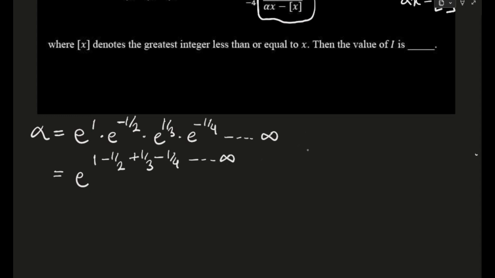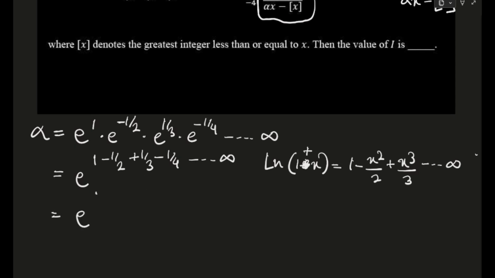Now this is a very beautiful thing. If you remember that ln of 1 plus x, I guess it was 1 plus x only, is equal to x minus x square by 2 plus x cube by 3, until infinity. I hope you remember this expression. So this is actually e power of ln of 1 plus, in place of x we have put 1 right here, so 1 plus 1, so e power ln 2 will be 2, which means alpha is actually equal to 2.